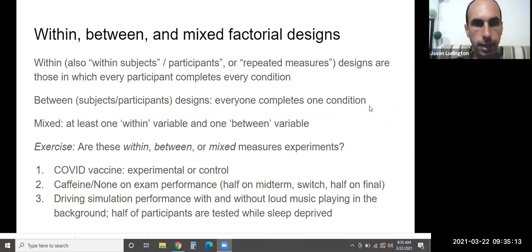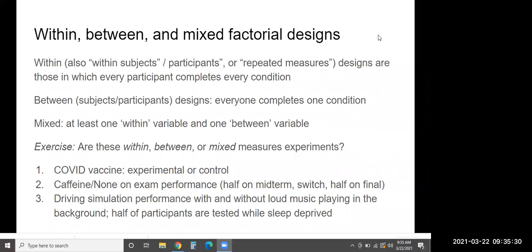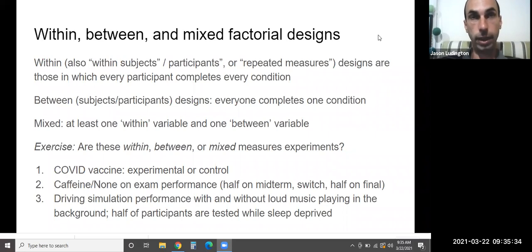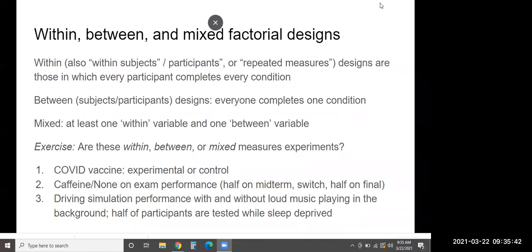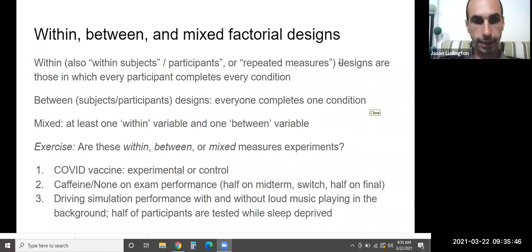And here's an exercise. Are these within subjects, between subjects, or mixed measures experiments? All right, first one, COVID vaccine. Experimental shot or control shot? Let's say you sign up to either get the real vaccine or get a placebo, and we want to see how effective the real vaccine is. It should be in between subjects then. That is between, that's correct.